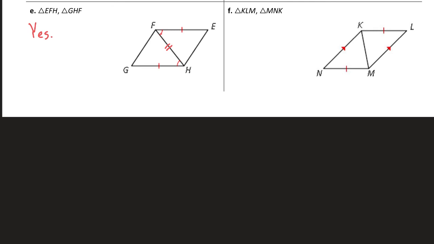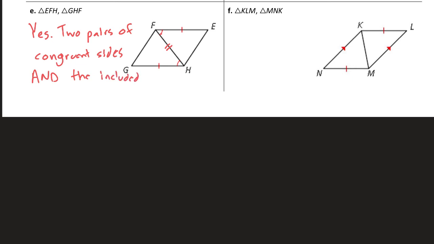And I would say it's because two pairs of congruent sides and the included angle. Okay, so yes, two pairs of sides and the included angle are congruent, right? And then the final one, 14.